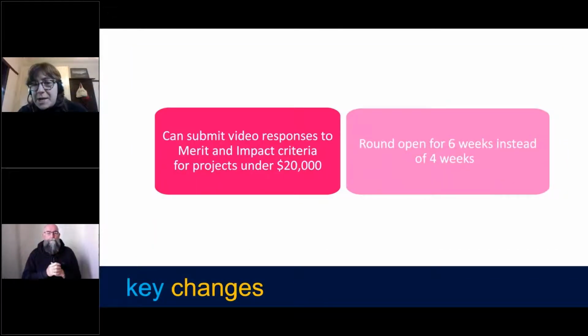So there's two key changes to the 21-22 ACFP. The first is that you can submit a video response to merit and impact criteria for projects under $20,000. I'll talk about merit and impact criteria a bit later. But the other key change is that the round is now open for 6 weeks instead of 4, which is really great to give everyone a bit more time to get things together.